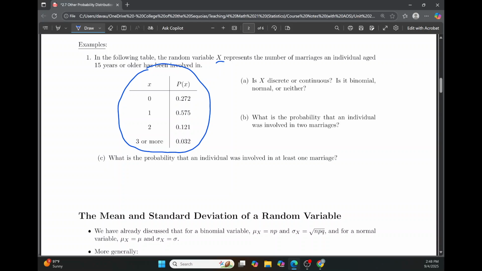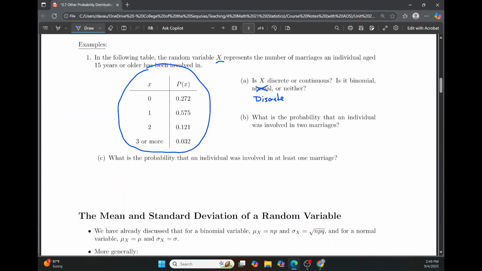Well, first of all, as to the question whether x is discrete or continuous, we're counting up the number of marriages that somebody was involved in. So clearly x is going to be discrete. Is it binomial, normal, or neither? Well, let's see. A normal variable is a continuous variable, and this variable is discrete. So right off the bat, we can rule out that x is normal, right? That's not going to be the case. It could be binomial, though, potentially, because it is a discrete variable, and a binomial variable is a type of discrete variable. So maybe it's binomial, but let's see.